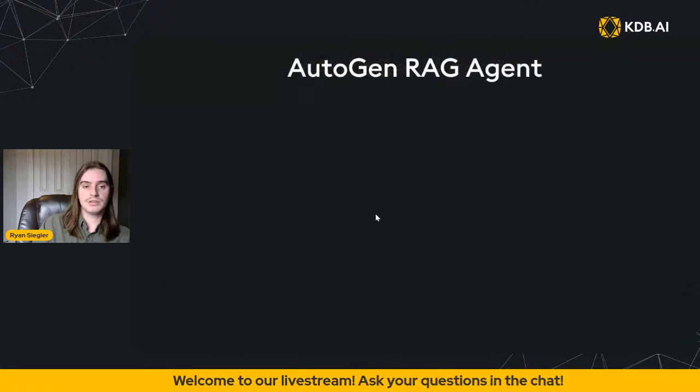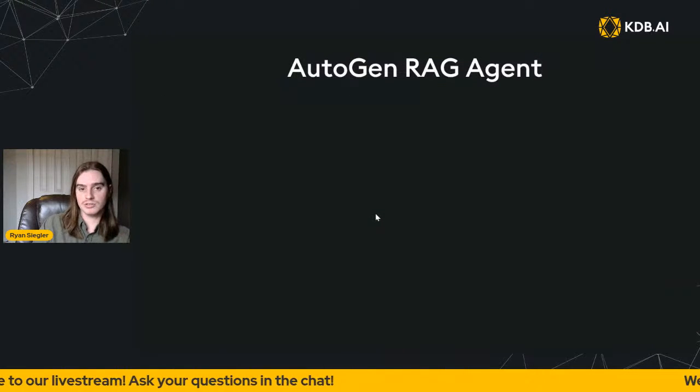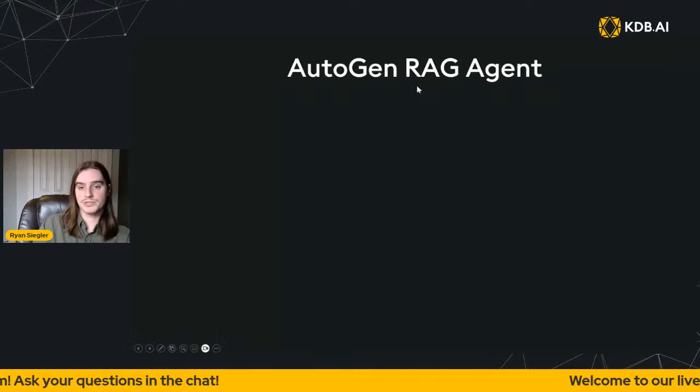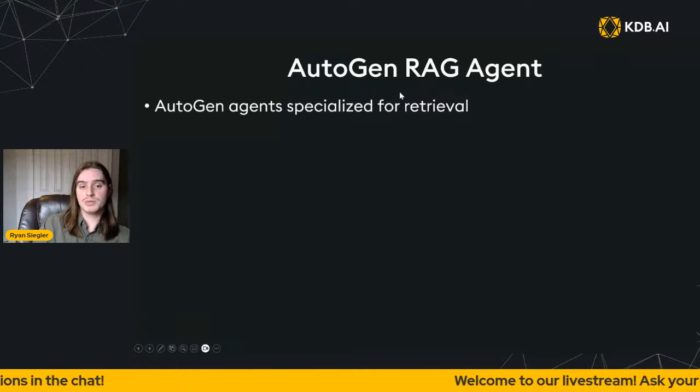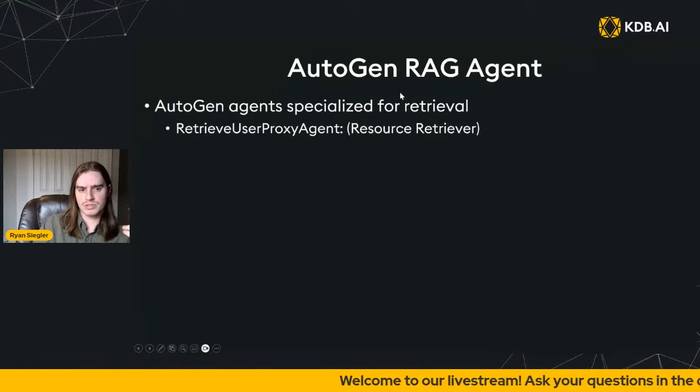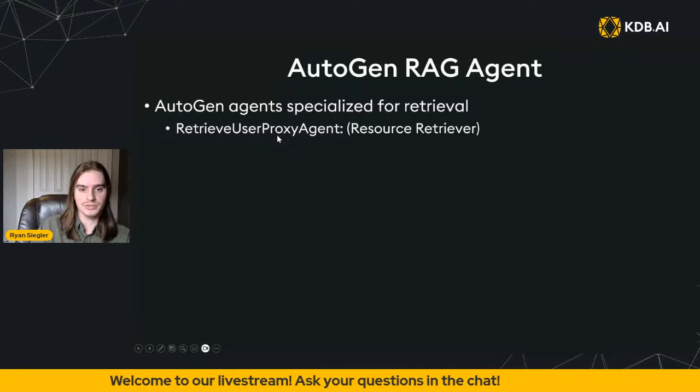Now, there's a couple other types of things that Autogen offers, and one of them is a RAG agent. It's a similar setup where you really have those two core types of agents. You have your user proxy agent, but in this case, it's called a retrieve user proxy agent.